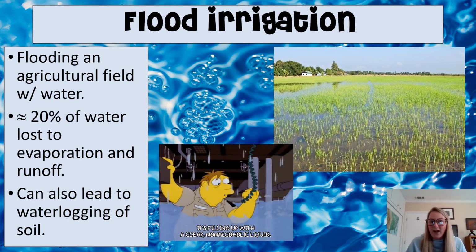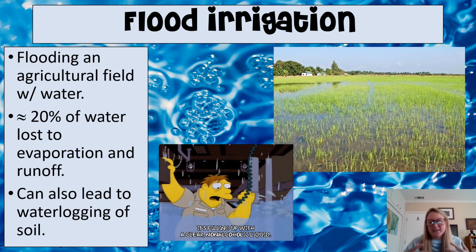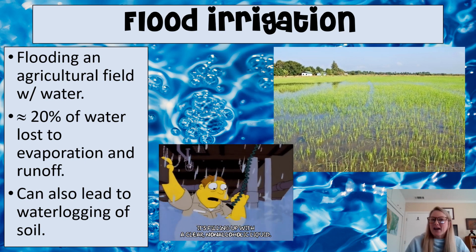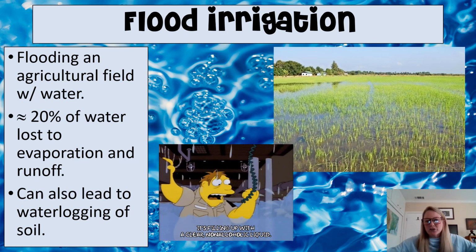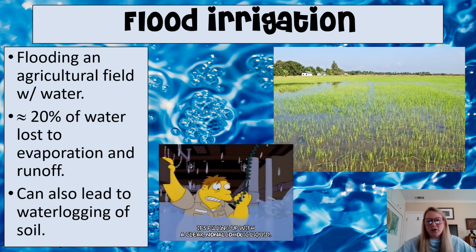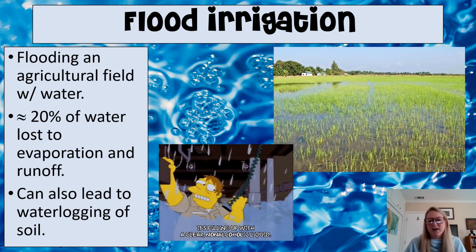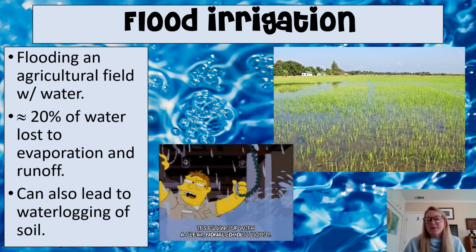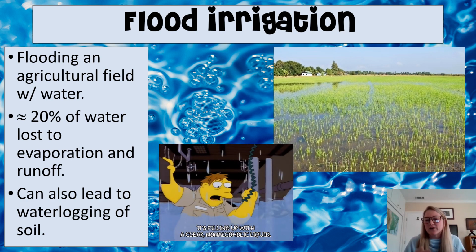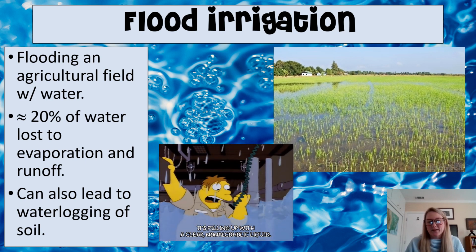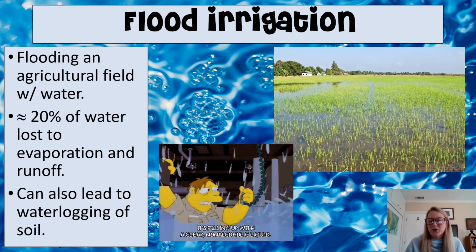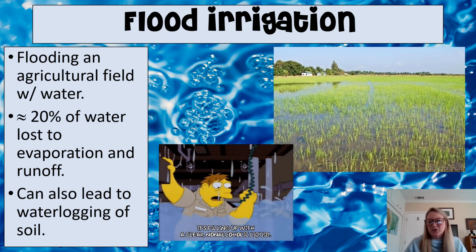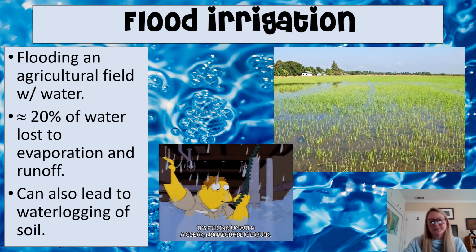And crops like rice really do need to grow in these flooded environments. But kind of like furrow irrigation, you're letting big pools of water just sit out in the open. So they are also subjected to evaporation and runoff. And about 20% of that water is lost due to those processes. It can also lead to waterlogging of the soil because you are putting mass amounts of water on the soil and it's just sitting there.